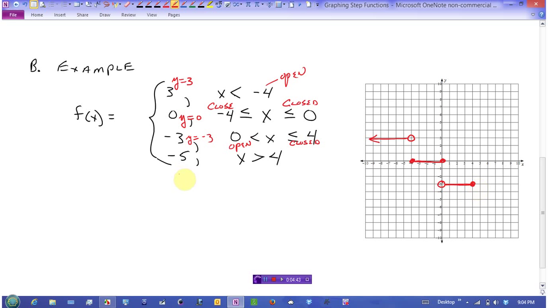The last line I have is y is equal to negative 5. And those are going to be for the values of x when x is greater than 4. And it'll be an open dot because there's no equal to sign. So at y equal to negative 5, with x at 4 as an open dot, that would be that line, and there's my step function.